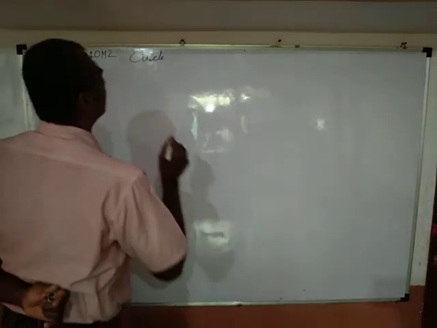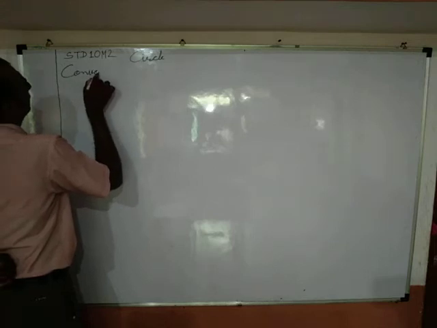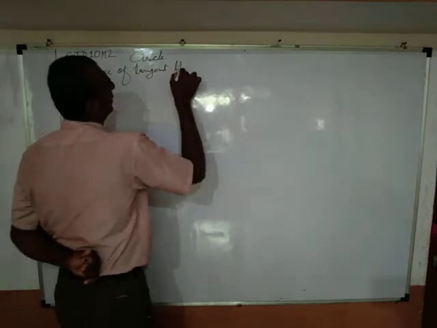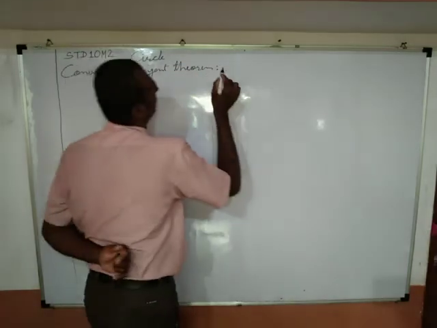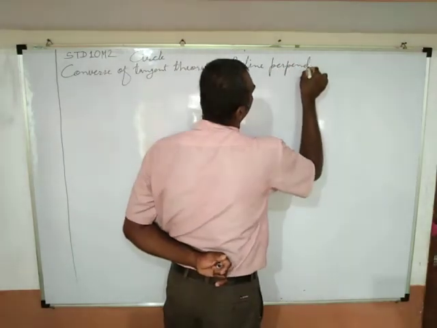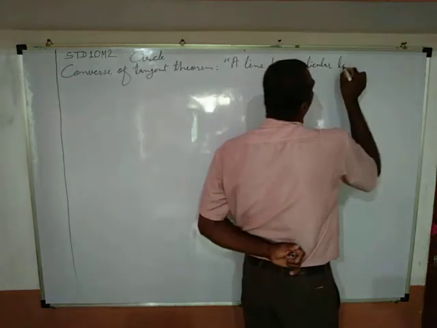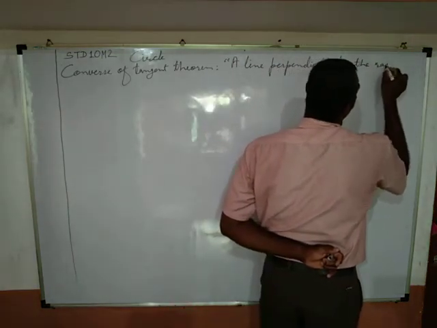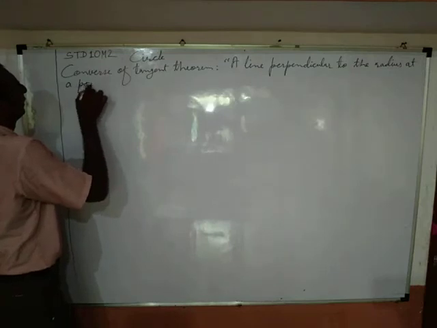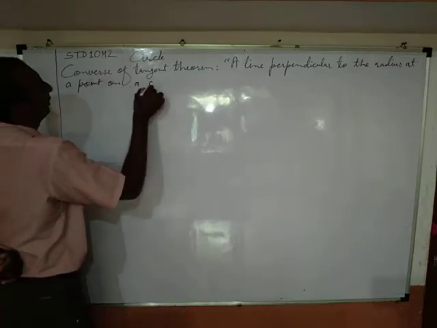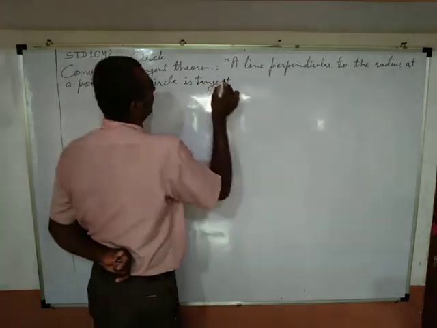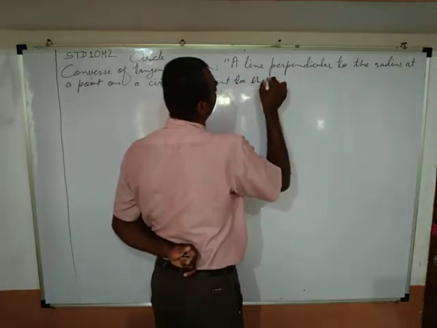Now let's see the converse of the tangent theorem. Converse of tangent theorem: a line perpendicular to the radius at a point on a circle is tangent to that circle.